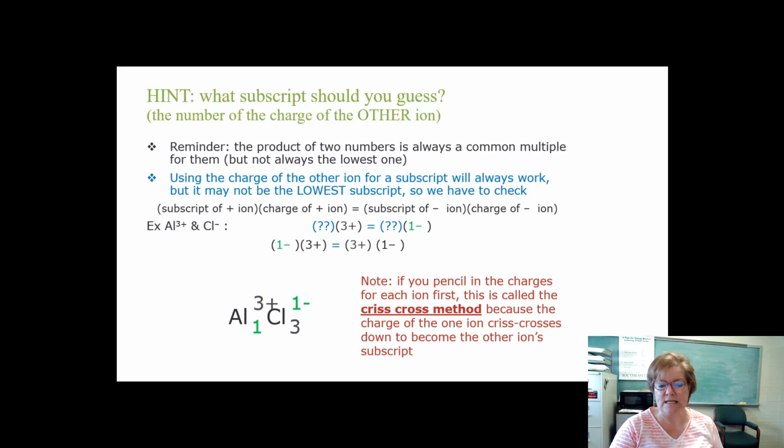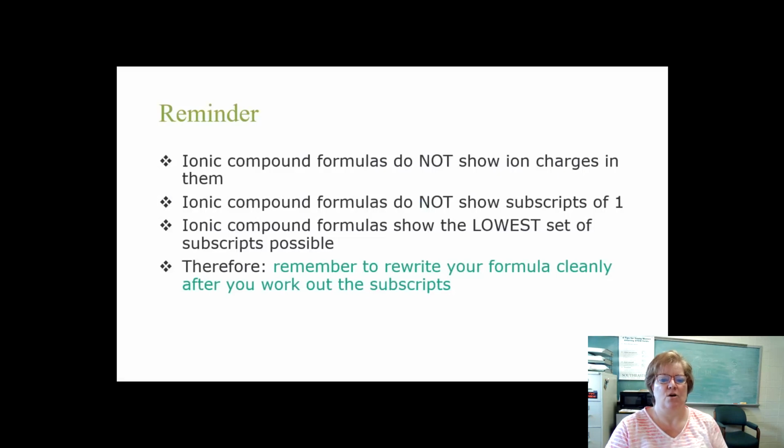So when I'm done, I would need to clean this up because I put those charges in there temporarily just to kind of figure things out. And then I need to clean things up. So when we draw an ionic compound formula, we don't show the charges. They're implied that there are charges there, and you're just supposed to know what the charges would be based off of where that element sits in the periodic table. They don't show subscripts of 1. So if there's no subscript, it's implied that the subscript is 1. They always show the lowest set of subscripts. So I always want to double check, can I divide them both by some same common number? And so when you're finished, you want to rewrite things clearly.